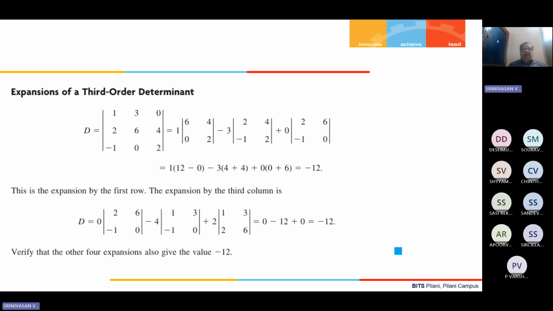Well, this problem was already discussed, but still, what is important in all your calculations with determinants is the expansion. So this is the expansion by the first row. The expansion by the third column is also shown here to be minus 12. So you can try verifying this by expanding through any column or any row. You should get the same value, minus 12.